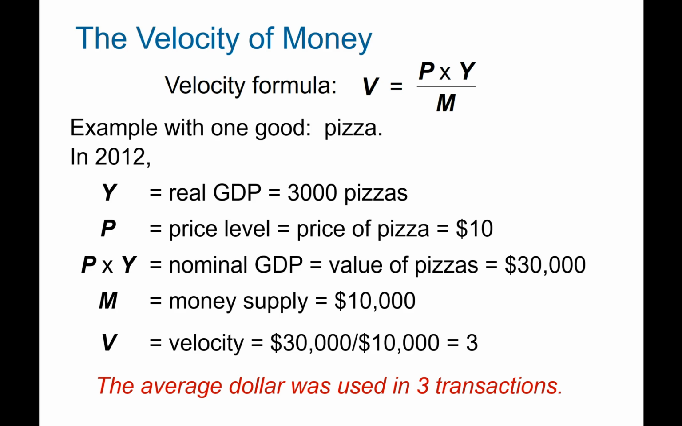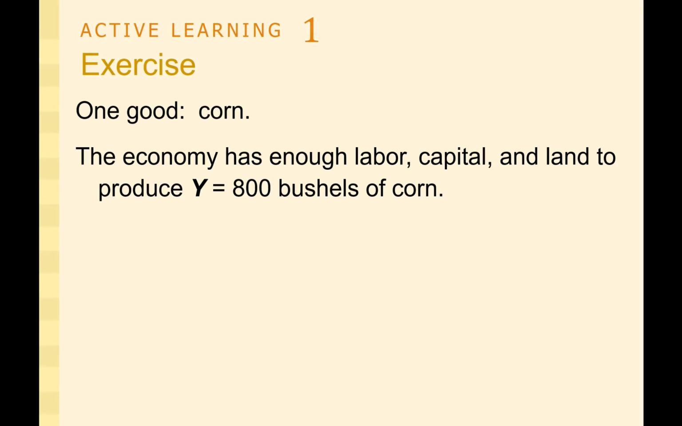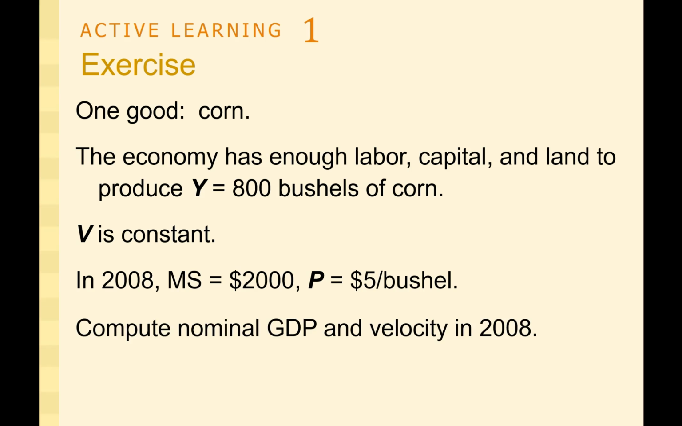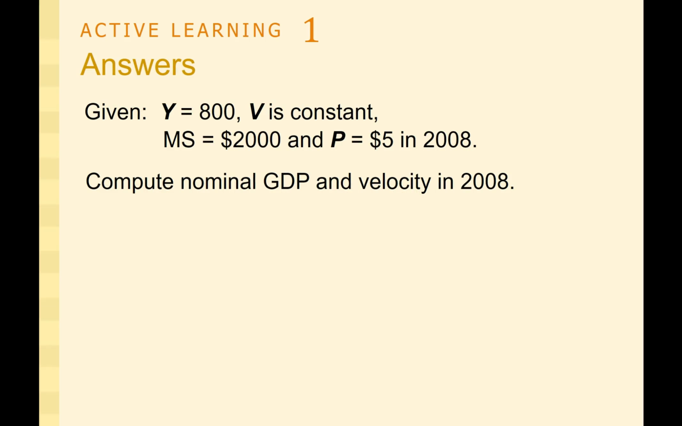So a little practice here, and I really like these practices that the PowerPoints provide for you. Let's say there's one good, and that good is corn. The economy has enough labor, capital, and land to produce 800 bushels of corn. The velocity, or that V value, is constant. And in 2008, the money supply is $2,000, and the price per bushel of corn is $5. So from this, you can compute the nominal GDP and the velocity in the year 2008.